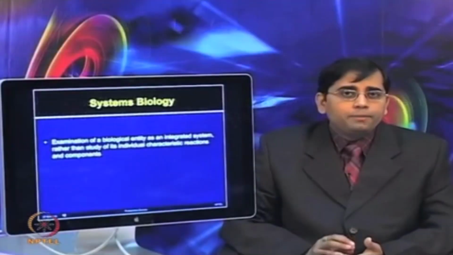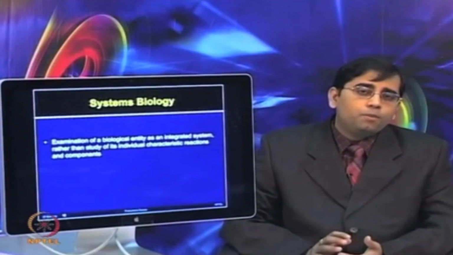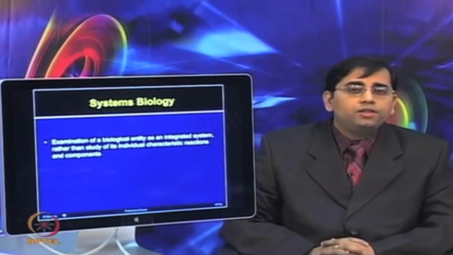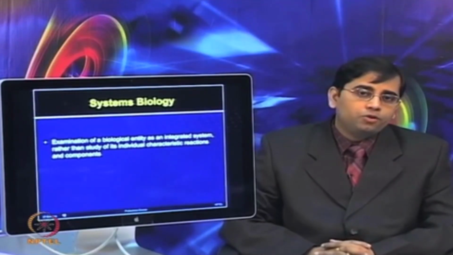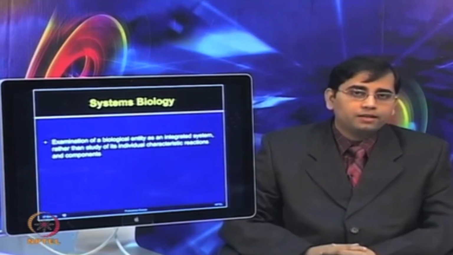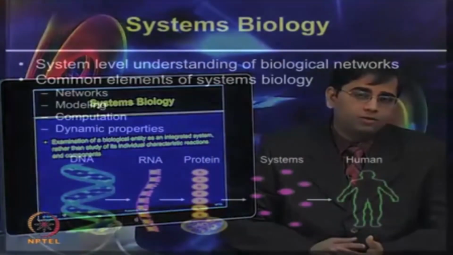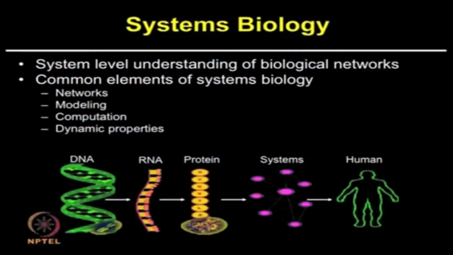A study of all the mechanisms underlying the complex biological processes in the form of an integrated system of many interacting components is studied under systems biology. The systems level understanding of biological networks requires information from different levels. As you can see, from DNA to RNA to proteins forming systems, and then that information can be applied to understand a complex system for different organisms.